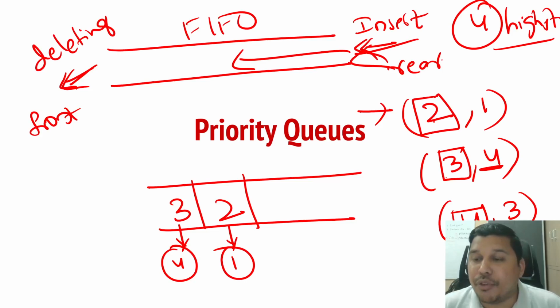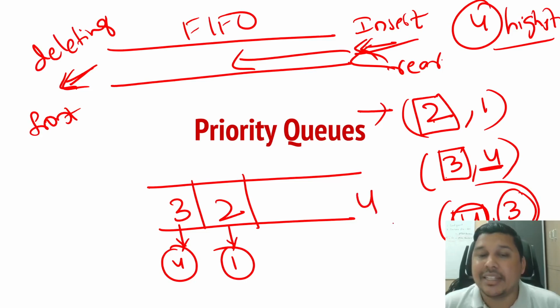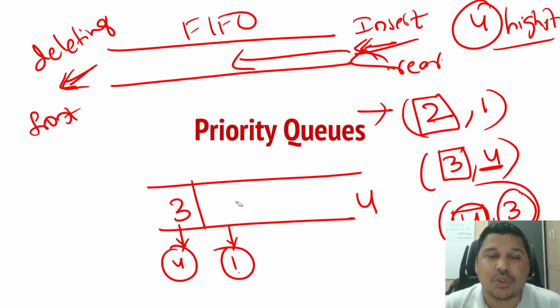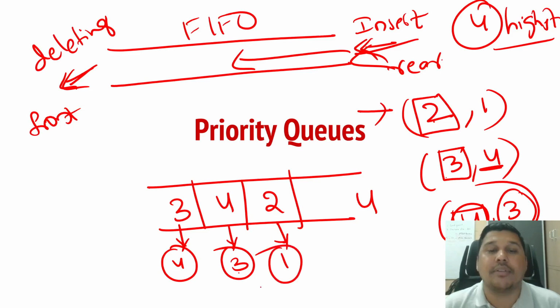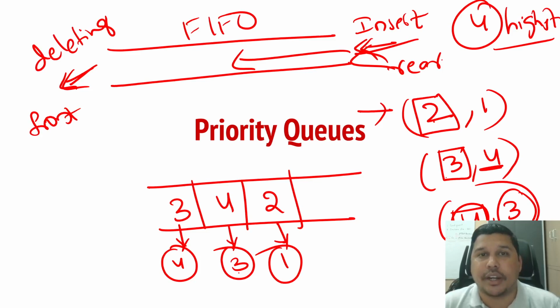Next, element 4 came. What is its priority? 3. What is the priority of this 2? 1. It means I have to remove this also, put 4 with priority 3, and then insert 2 with priority 1. This way, you will be changing the order. In priority queues, whichever has more priority will be inserted first.